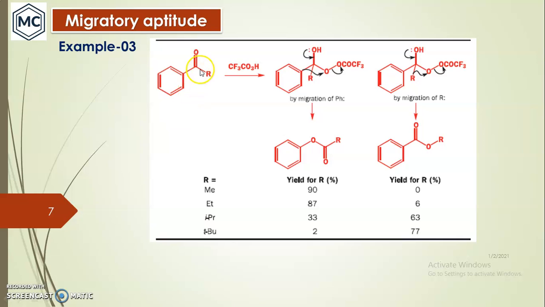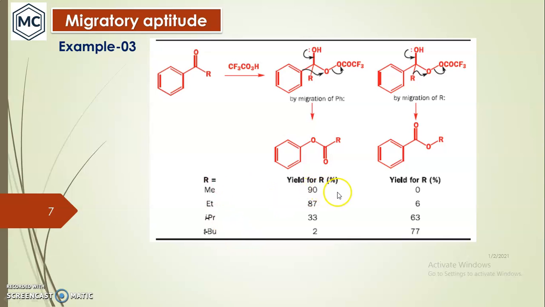And in this particular example, if you have an R here, that is an alkyl group, and R is varying like methyl, ethyl, isopropyl, and tertiary butyl. And in the presence of peroxy acid, you get a ratio of two products. In the first case, oxygen is inserted in between aryl and carbonyl, that is the phenyl group is migrated. And in the second case, the alkyl group is migrated, and we can see that the ratio of product is changing when you go from methyl to tertiary butyl.